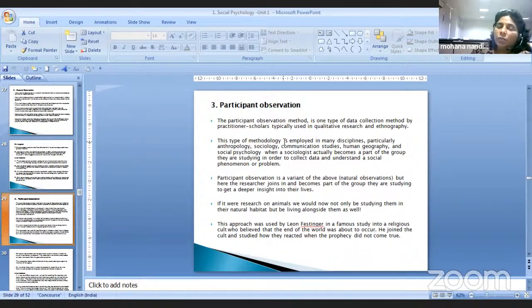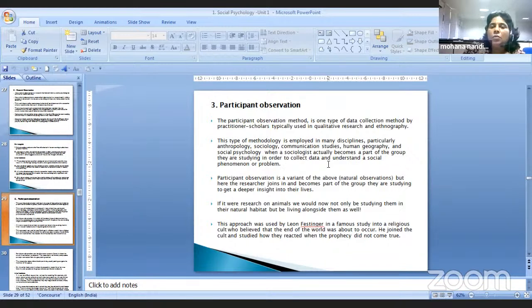Here, suppose you want to see the depression level of one group. We need to have control over the persons. They need to agree to check their depression. First, the participants need to give an agreement. Not only that, this type of methodology is employed in many disciplines, particularly anthropology, sociology, communication studies, human geography, and social psychology.